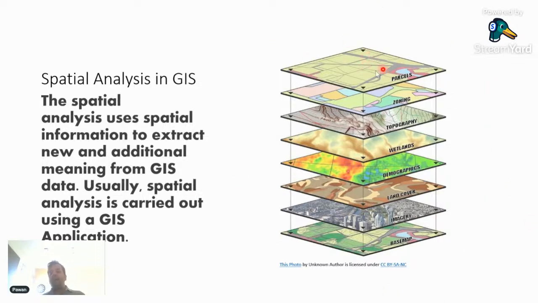So here we have multiple thematic layers. We have the land parcel layer, the land cover zoning layer, topographic layer, wetlands layer, and then we also have the satellite imagery and the base map. So all of them are combined together. And then once you overlay them, you extract new information which you can use for your tailor-made requirements, right? So that is the power of spatial analysis. It is a tool which uses spatial information to extract new and additional meaning from the GIS data.